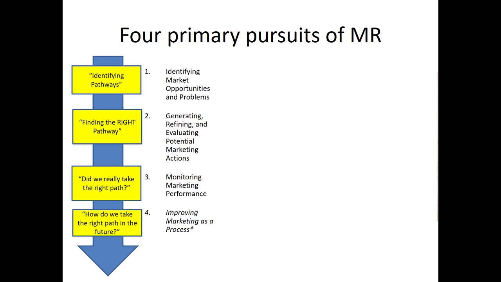Finally, the fourth primary pursuit of marketing research is to improve marketing as a process overall. If we understand and accept that marketing is actually a process, it's not just an art, the idea is that marketing research, when integrating these first three primary pursuits, can help us improve our ability to conduct marketing research in a rigorous fashion.